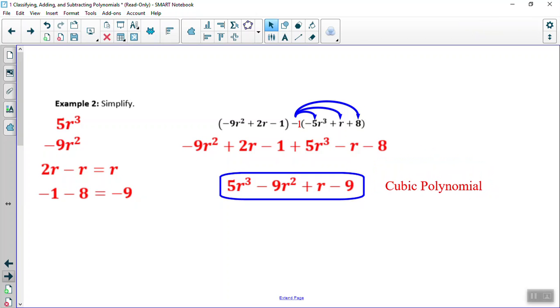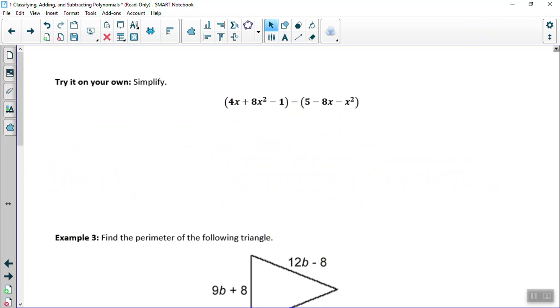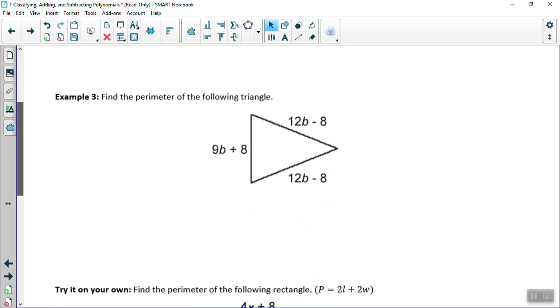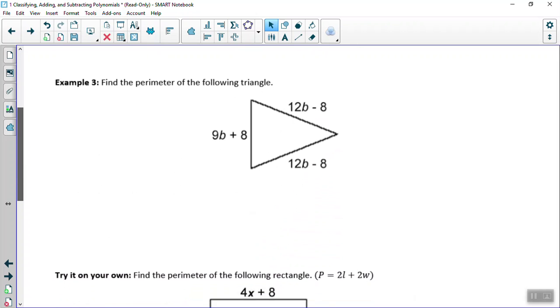Okay, let's go to the next page. And you'll have another try on your own. Watch out for the subtraction. Make sure you put your 1 here and distribute that -1. All right, now let's take a look at this and see if we can apply this idea.